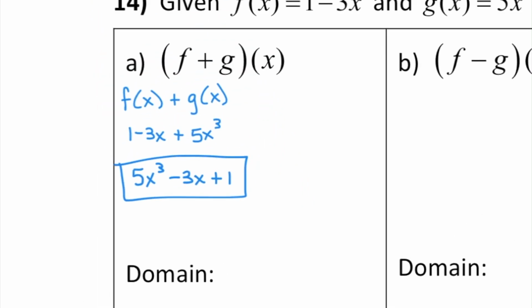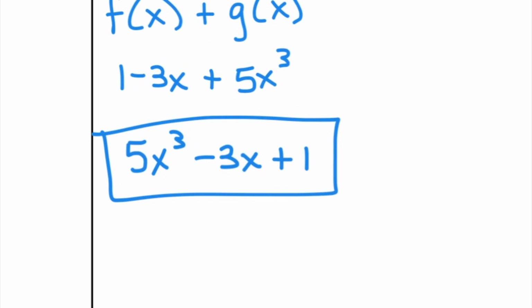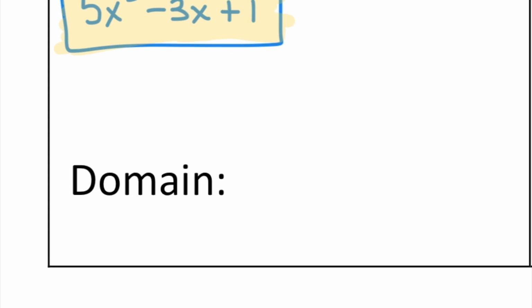There were no restrictions on the domains in f of x or g of x before you started the problem. And there's no restriction on the function that we have here because it's a cubic function and there's no denominator, there's no logarithm, and there's no radicals, so there's no restrictions on that domain, and therefore your domain is all real numbers.